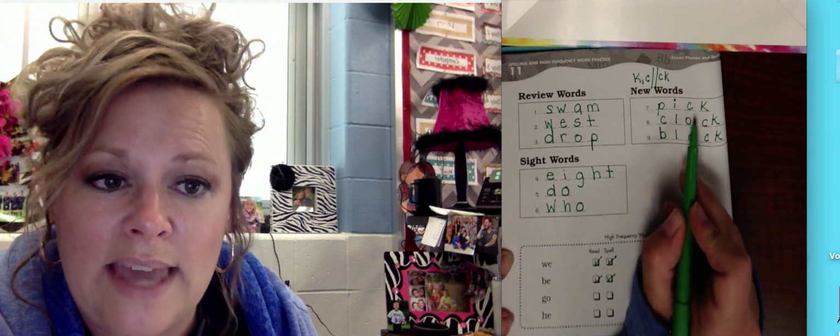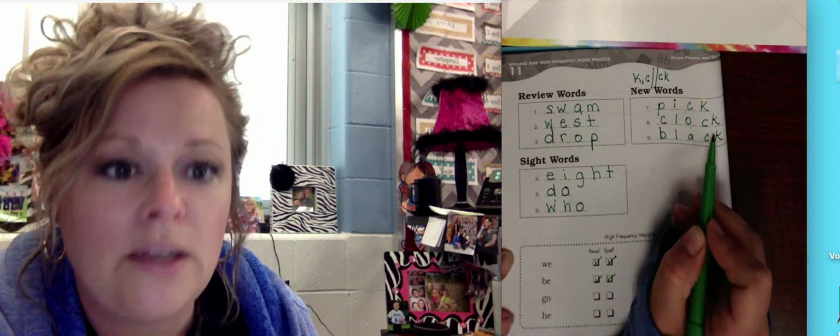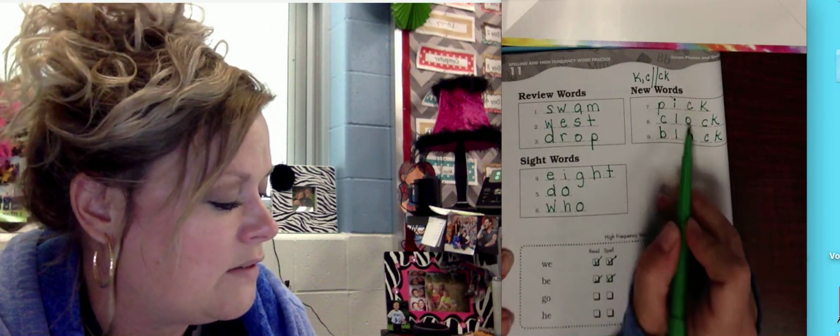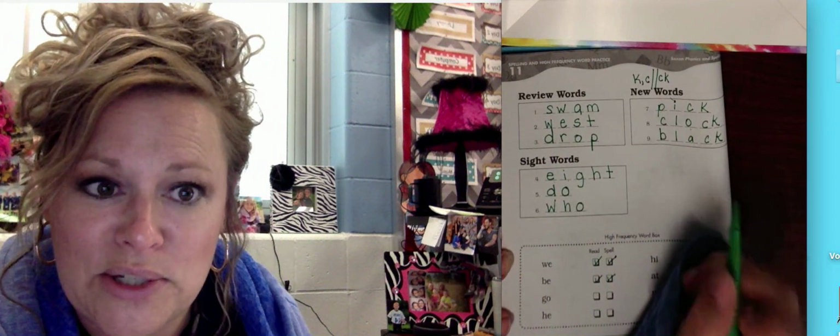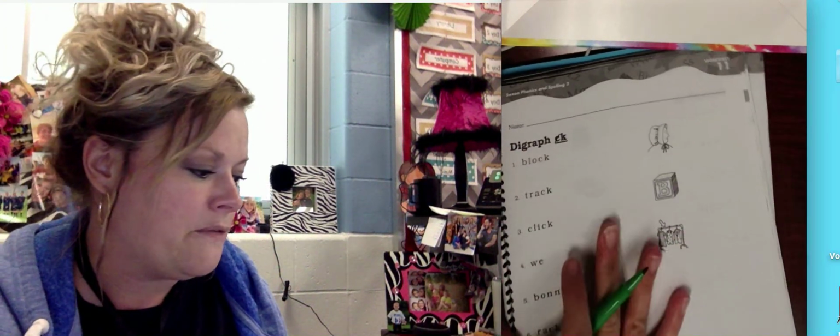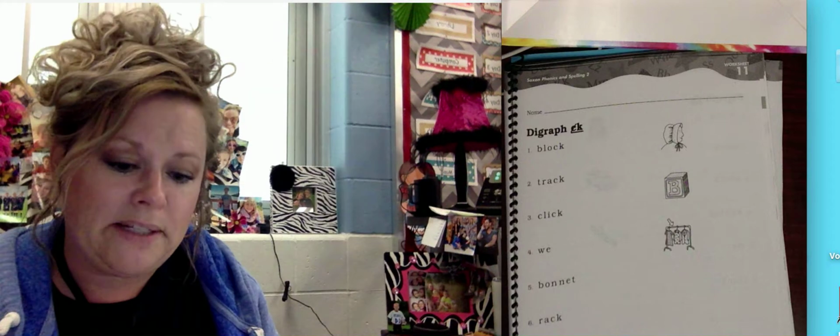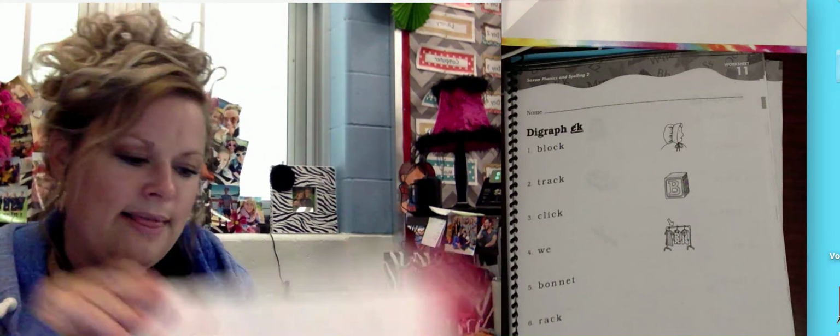And we use a C-K in the final position for k when it has a short vowel. And all of these do. Okay? All right, let's take a look at the paper for today. Go ahead and flip over to worksheet 11. Worksheet 11.